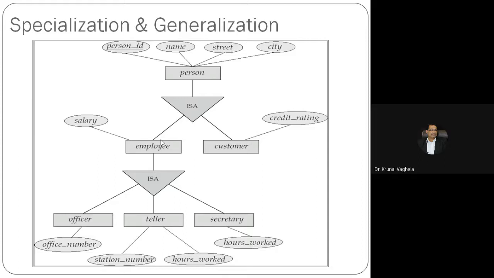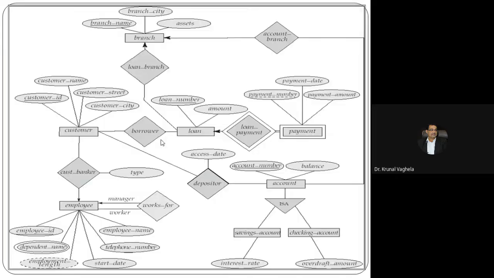Now I'll show you how an ER diagram looks. 6 marks. There is no fixed ER diagram for any system. It depends upon the requirement. So this is the ER diagram of a bank. If you see the entity, this is customer. It means all the customer related information is stored here.